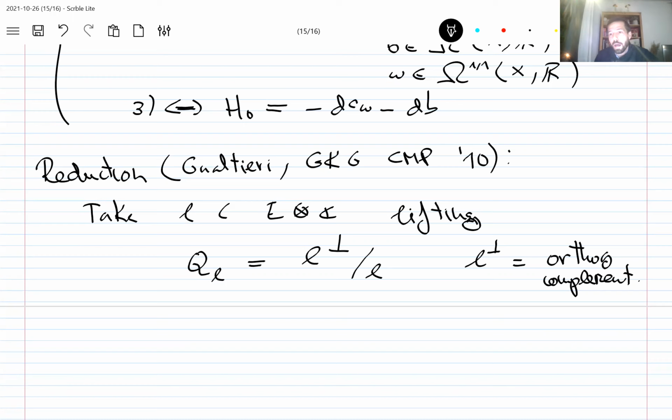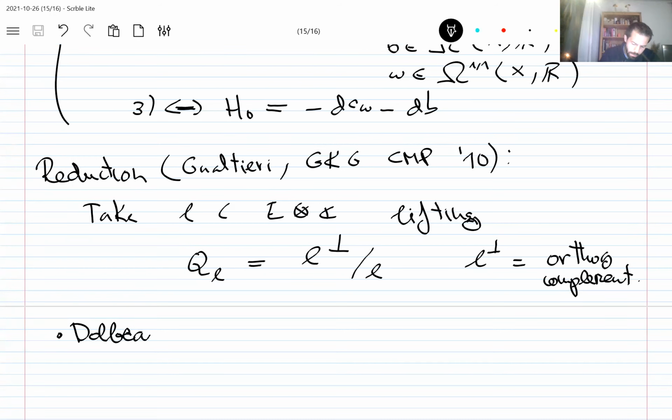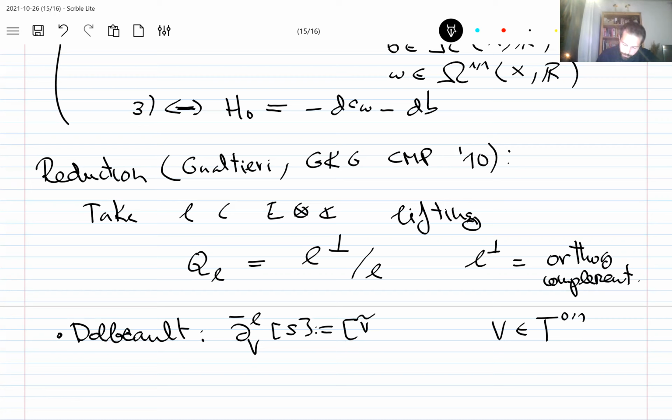Then I want to define a holomorphic structure on this guy. And for this, I use the bracket. So I define a Dolbeault operator as follows: d bar L of B. Here B is some section of tangent 0,1 applied to the class of S. In this quotient, this is defined as the bracket of B tilde S mod L.